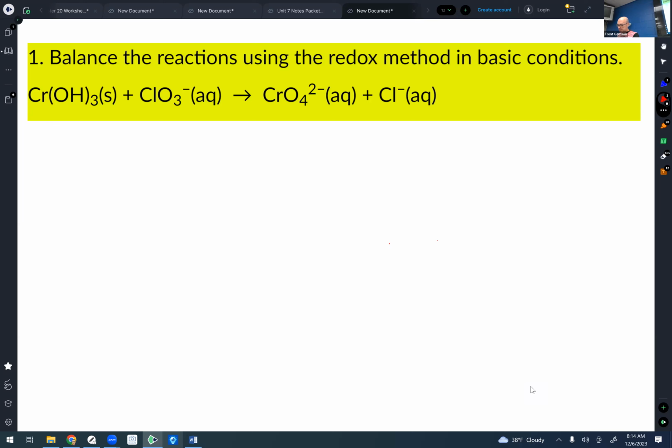Beep, beep, beep, beep, beep, beep, beep, beep, beep, beep, beep, beep. Beep, beep, beep, beep, beep, beep, beep, beep, beep, beep, beep, beep.